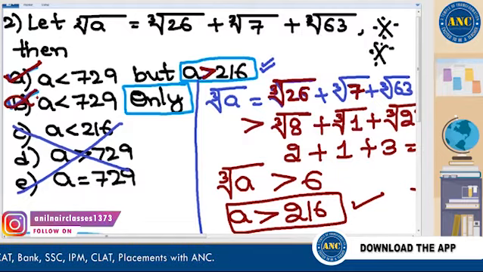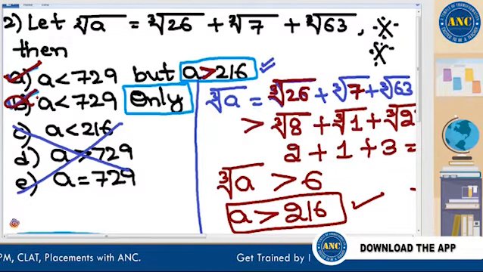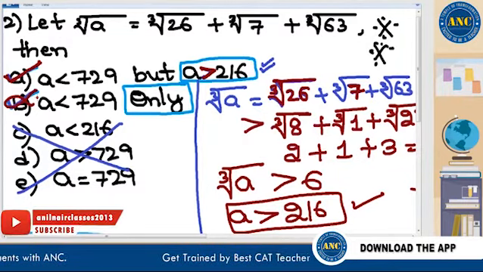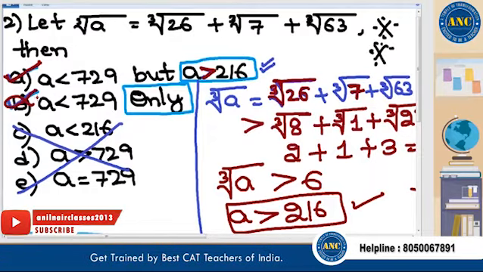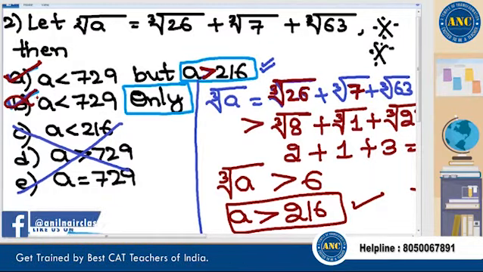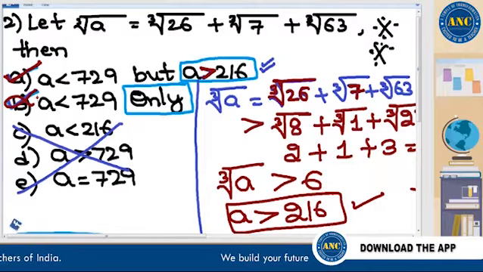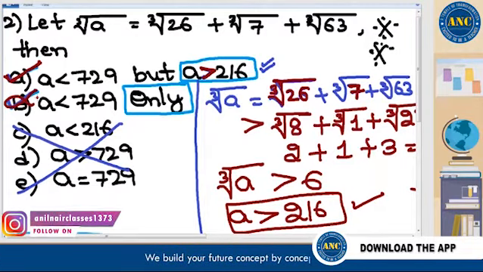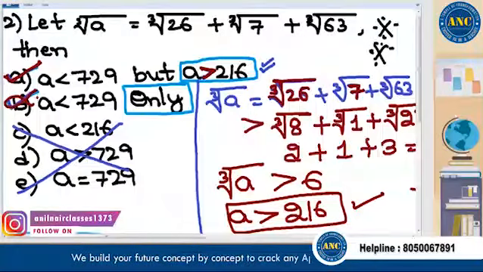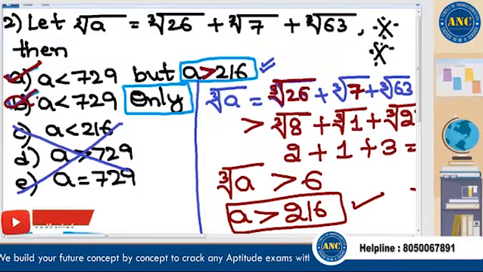I hope the idea is clear. A should be greater than 216. A is also less than 729. That means the one which is satisfying both these criteria is option A. Option A is the option which is satisfying both of these criteria.